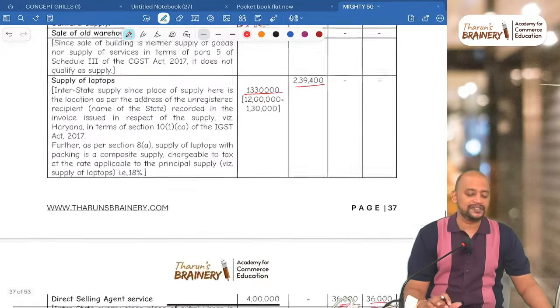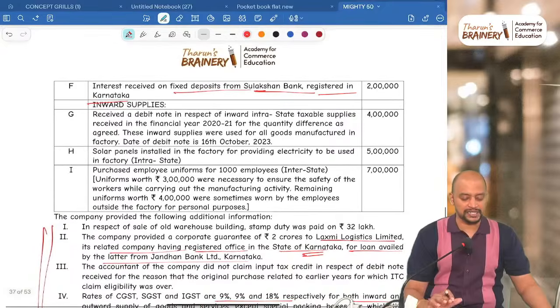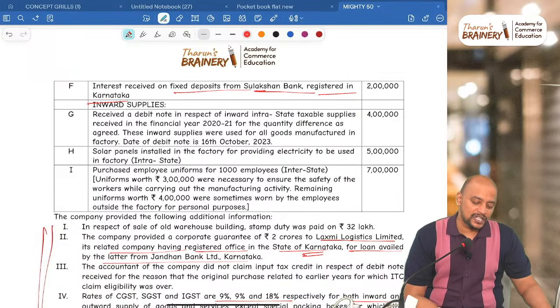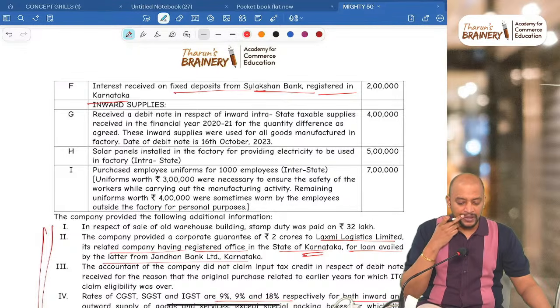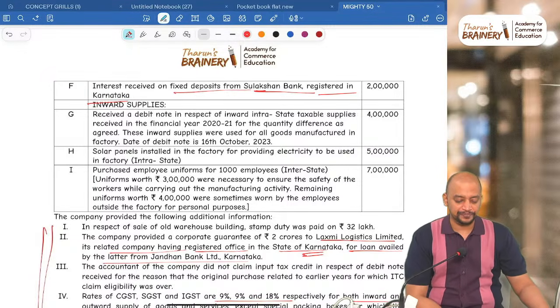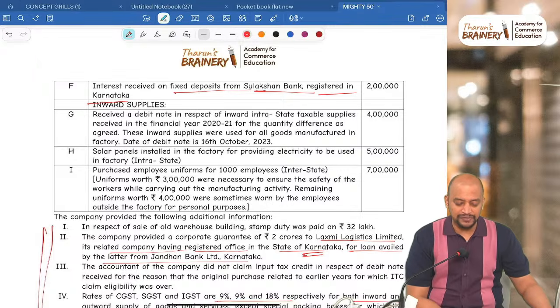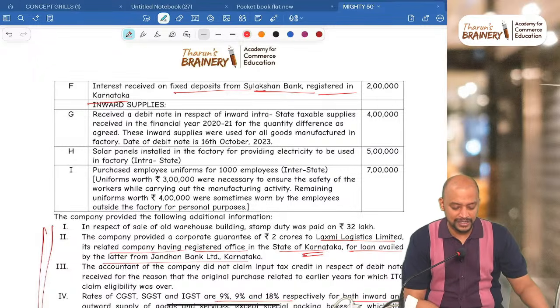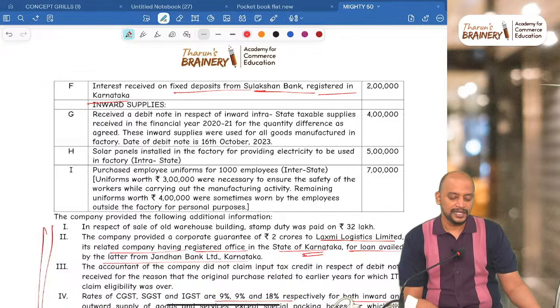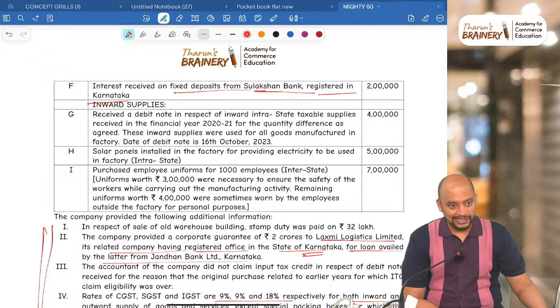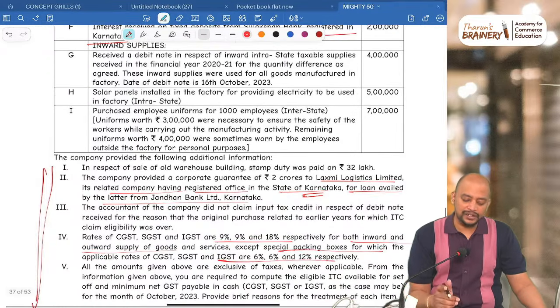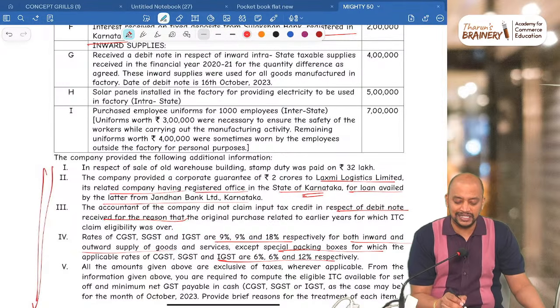Now we need to analyze inward supplies and put it under 2 statements. Received a debit note in respect of inward intrastate taxable supplies received in the financial year 2021 for the quantity difference as agreed. These inward supplies were used for all goods manufactured in the factory. Date of debit note is 16th October. When we receive the debit note, we can take ITC with respect to that, right? Yes or no? Yes. And the accountant of the company did not claim ITC in respect of debit note received for the reason that the original purchase related to the earlier year for which ITC eligibility was over.